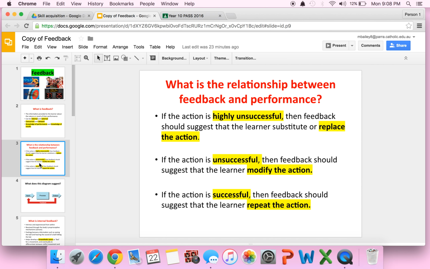In order to understand the importance of feedback, we need to understand the relationship between feedback and performance. For example, if the action or skill is highly unsuccessful, then feedback should suggest that the learner substitute or replace the action. If the action is unsuccessful, then feedback should suggest that the learner modify the action. If, however, the action is successful, then feedback should suggest that the learner repeat the same action.